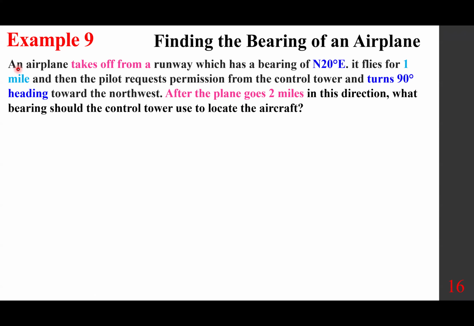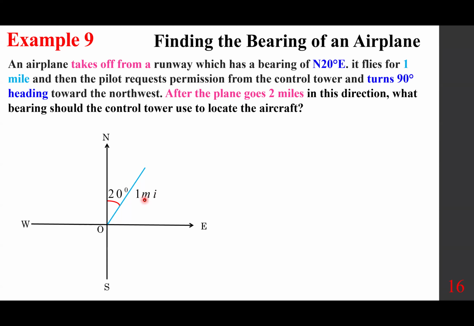An airplane takes off from a runway which has a bearing of north, 20 degrees east. It flies for 1 mile. So let's stop right then and there. So north, south, east, west. So it's going to go north, 20 degrees east. So in this direction, okay? North, 20 degrees east for how much?